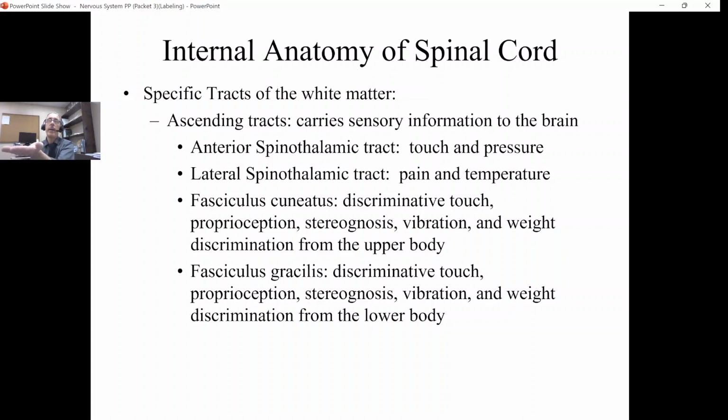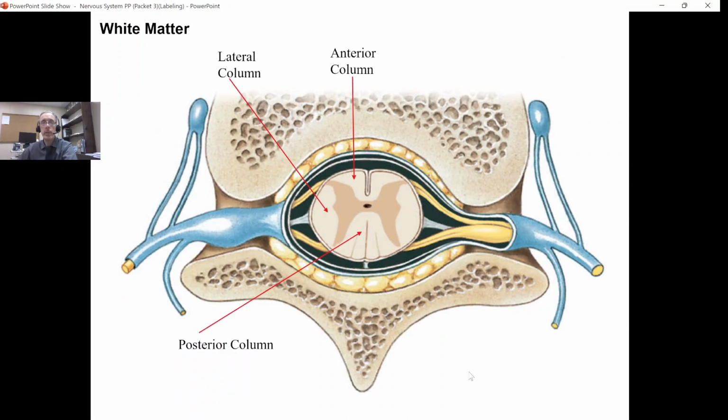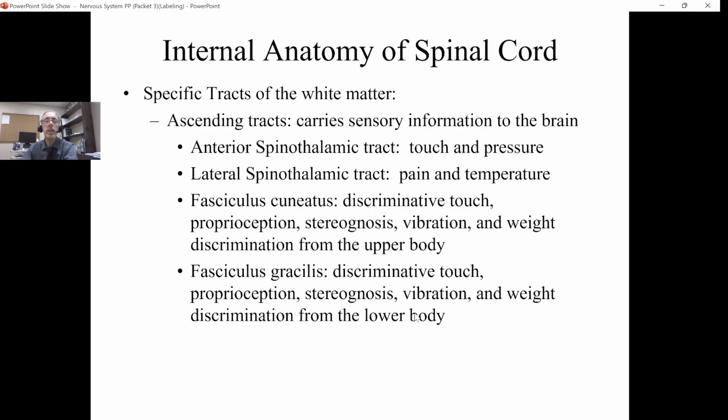And you go, oh, it's about an ounce or it's about a pound, right? You kind of make that determination without looking at it. That information also goes up through the fasciculus cuneatus and the fasciculus gracilis. Both of those are located, as I mentioned, in the posterior column. They both carry the same 5 modalities. It's just that they're coming from different parts of the body. The fasciculus cuneatus is from the upper body, while the fasciculus gracilis is from the lower body.